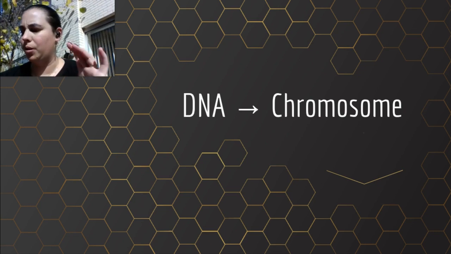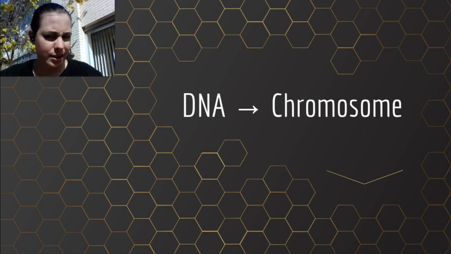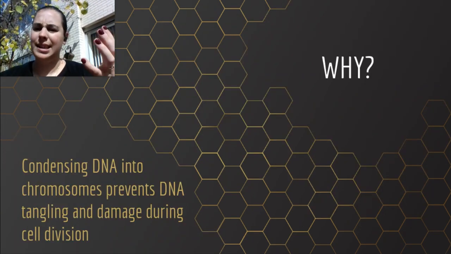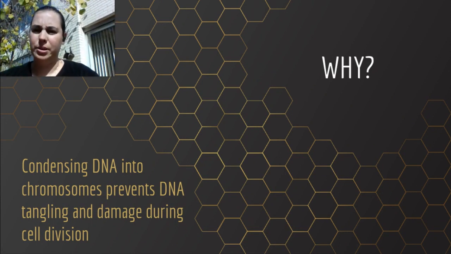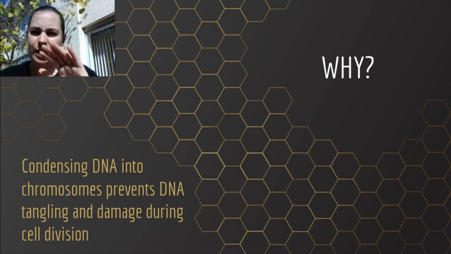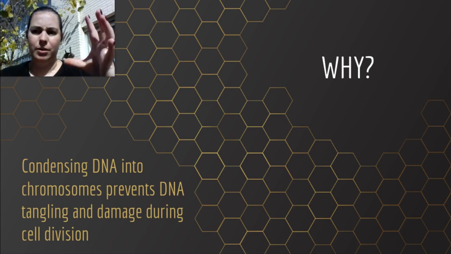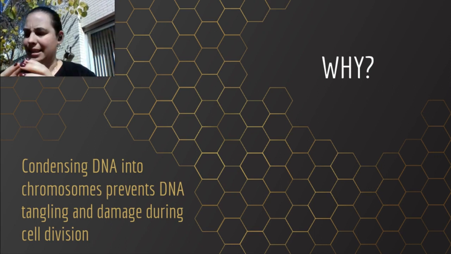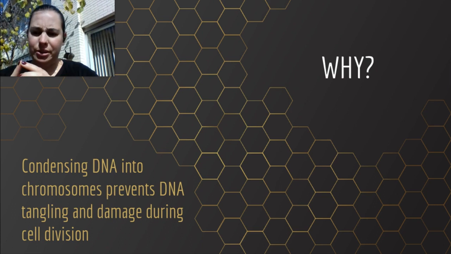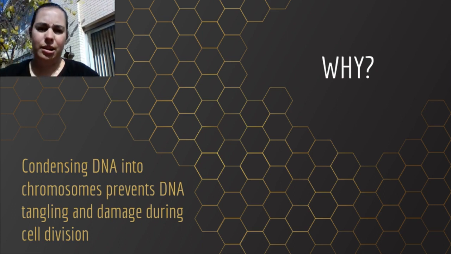Now, the cell cycle and mitosis, the first thing we need to review is DNA moving into a chromosome. Now, why does DNA move into a chromosome? Condensing and pushing together our DNA into this chromosome prevents DNA from tangling and damage in cell division. So remember, DNA is linear and stringy. When you're trying to pull that apart and it's just stringy, that would be super difficult. When it condenses down into this chromosome, it makes it a lot easier.